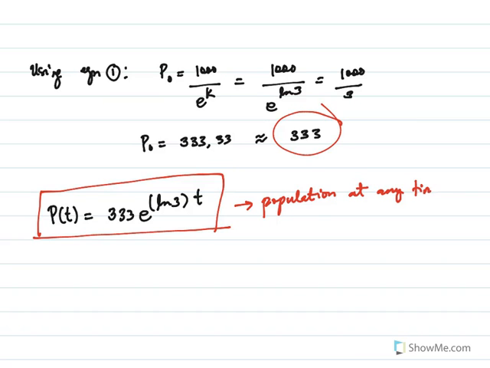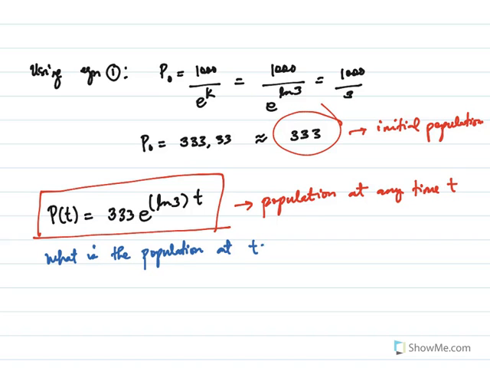Population at any time t. This one is initial population. Let's say we have a follow-up question. Let's say we want to determine what is the population at time equal to 10 hours.